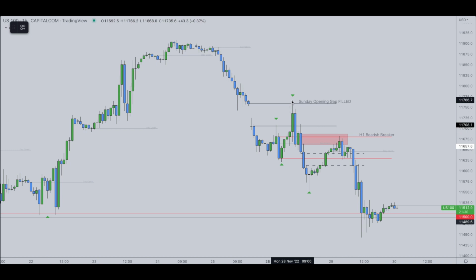Why not this high? Because we formed a swing low here. And then we came back up into this bearish order block, tapped into the Sunday opening gap one more time, and then we got our strong displacement lower here. So we anchor our fib from this high down to this swing low, because this is our displacement move.